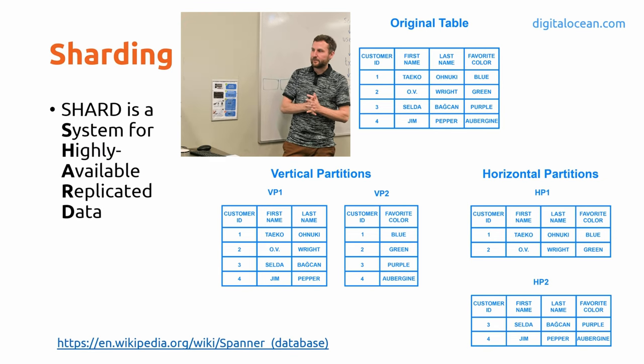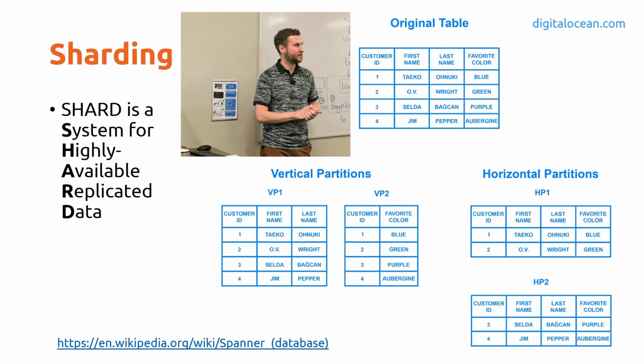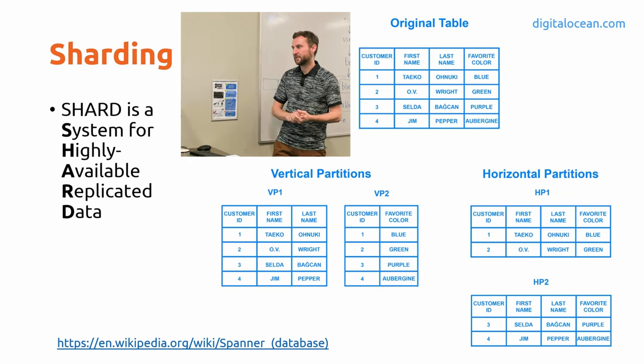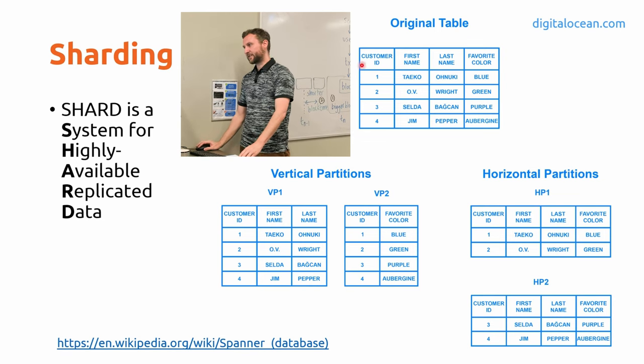Sharding, mentioned in that video, is a system for highly available replicated data. This has nothing to do with blockchains. This is just from databases. So this chart's from DigitalOcean. You've got your original table here, right? This table's quite nice and manageable, but if the table has hundreds of millions of records, you're going to want to optimize.